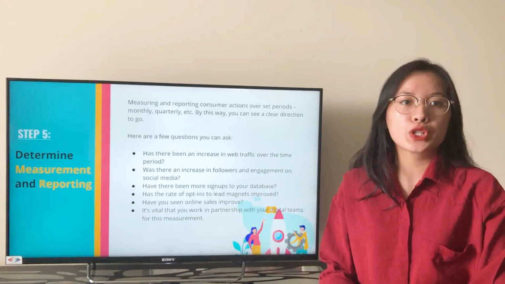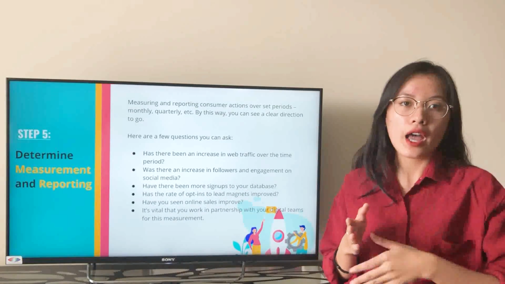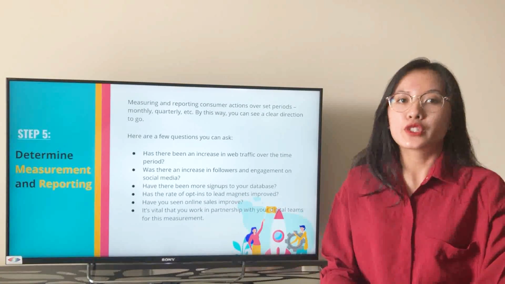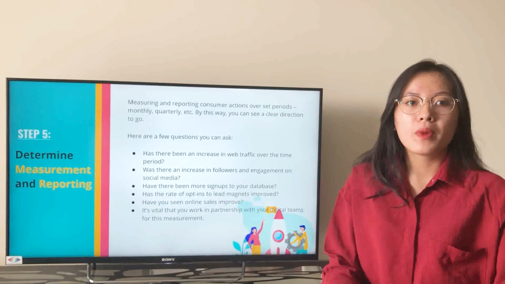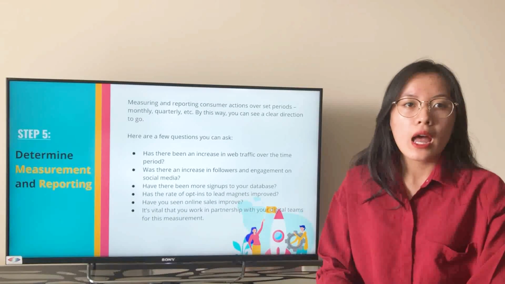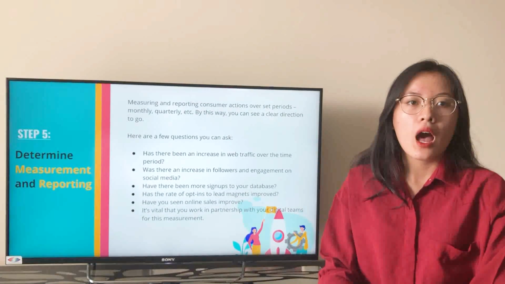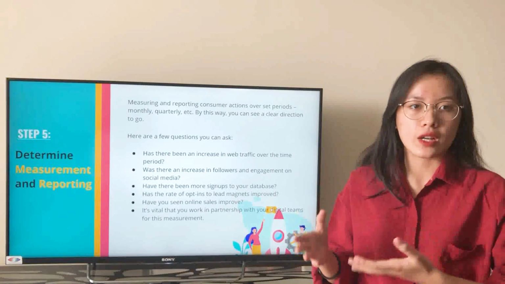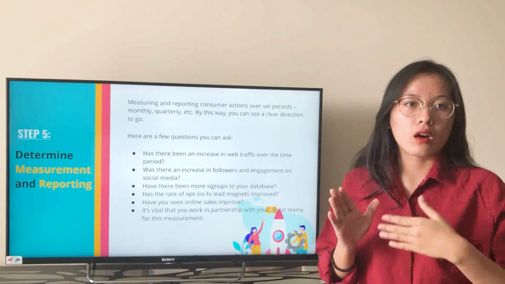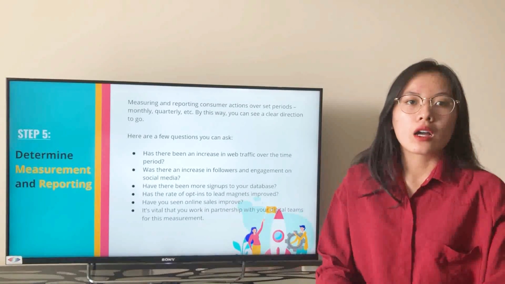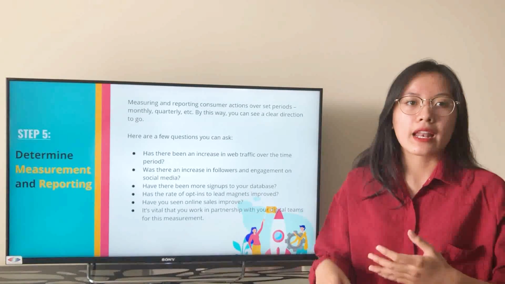And in the next step, we have to determine measurement and reporting. As you are developing the tactics and channels, think of how you will measure and how you will report this measurement, and to whom. Measure and report consumer actions over a set period, like monthly or quarterly. In this way, you can see a clear direction to go. Typically, it's a combination of campaign metrics, benchmarking, surveying, or focus groups. Choose the right combination that works for your organization and measures your audience engagement as effectively as possible. And don't forget the internal side: you have to decide early on how you will present the results of your measurement to the senior leaders and how often.